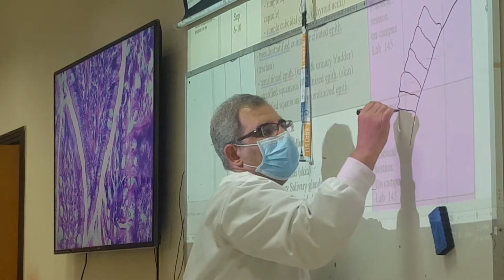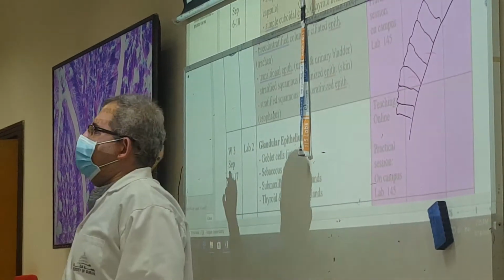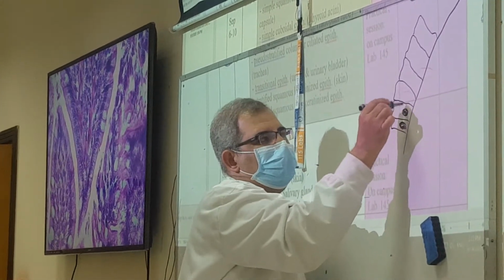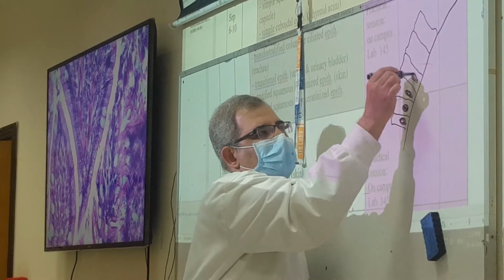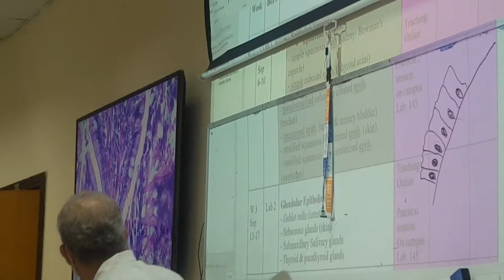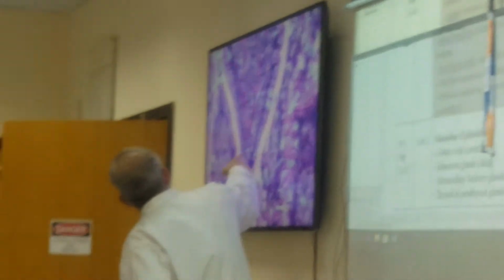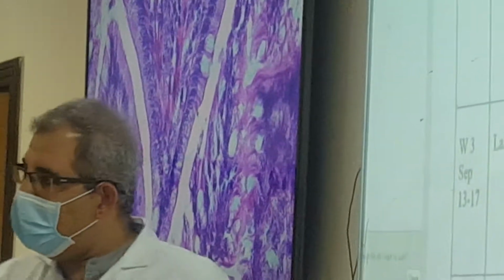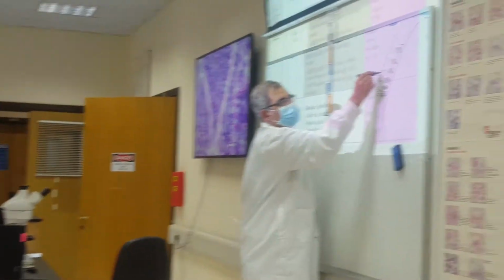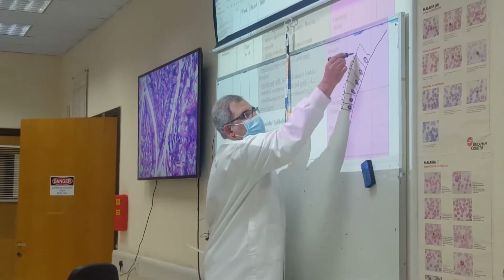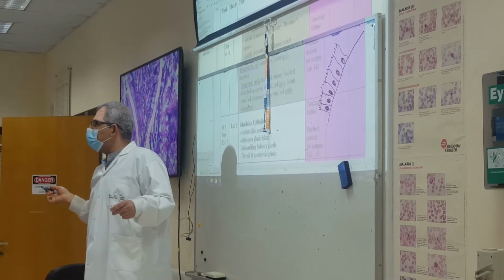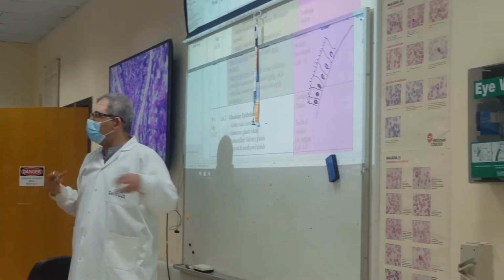All the time the drawing is not like what you see in reality. Then the nucleus, this is simple columnar epithelium, so the nucleus usually is at the same level, something like this. Cilia, don't forget the cilia. So this is the tissue, in case you want to draw it, so that you will not forget it.